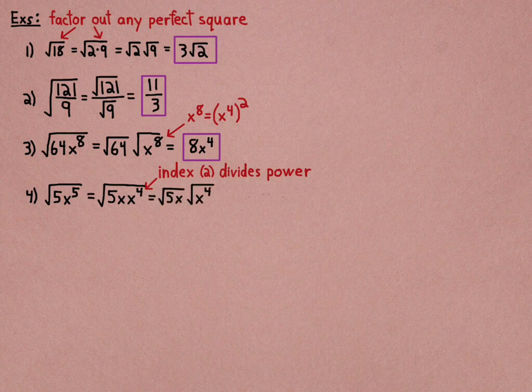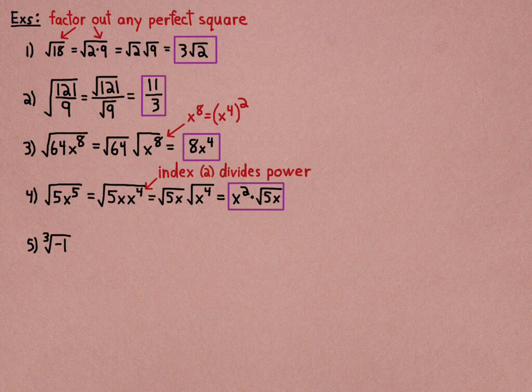So I separate the part that simplifies out. I have the square root of 5x times the square root of x to the 4th. And the square root of x to the 4th just becomes x squared. And I just wrote it in front, kind of like I did with the 3 here. Here I just wrote the x squared in front. Don't have to, but I did. It's just more common.